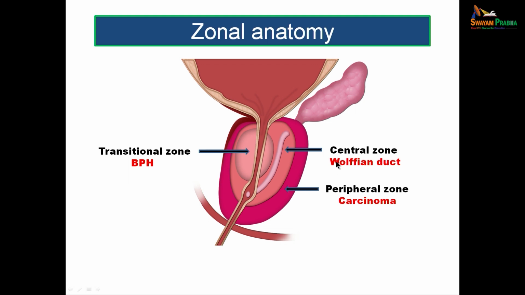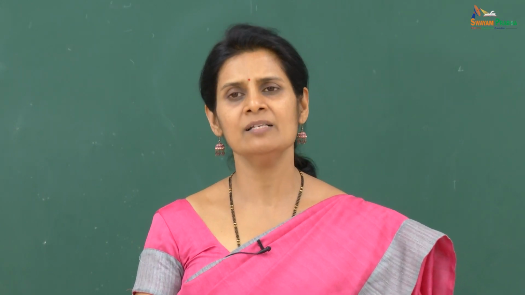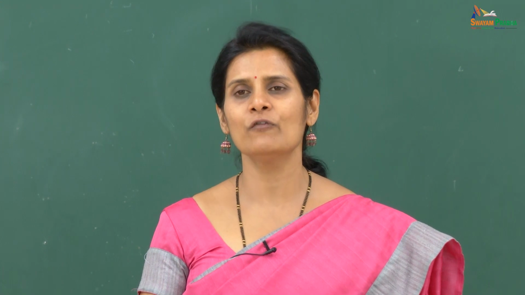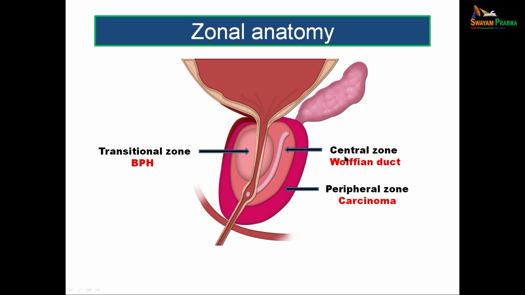The next zone is the central zone, which develops from the Wolffian duct or the mesonephric duct, which gives rise to the other structures in the male genital tract, like the epididymis, the seminal vesicle, vas deferens and the ejaculatory ducts. All these are derived from the Wolffian duct. Similar to those structures, the central zone of the prostate develops from the Wolffian duct.